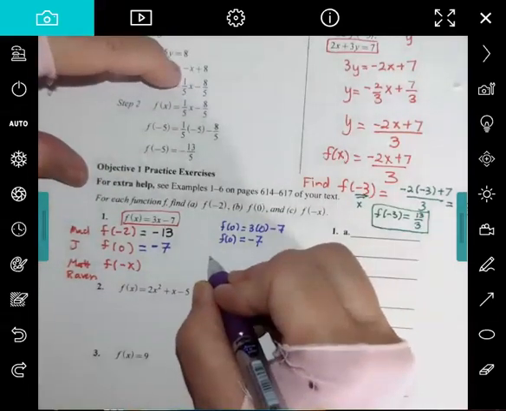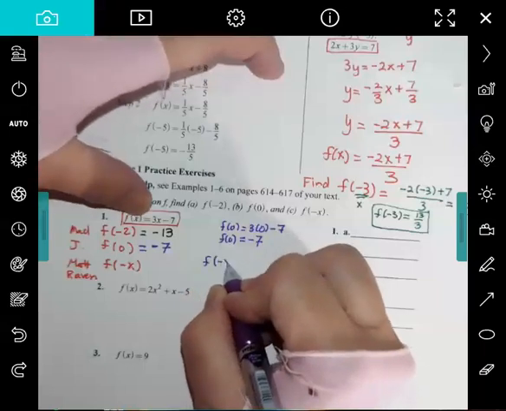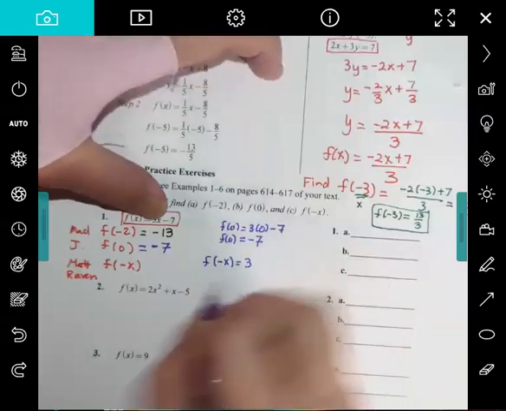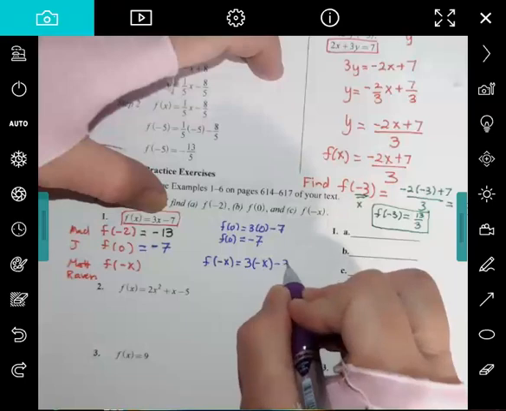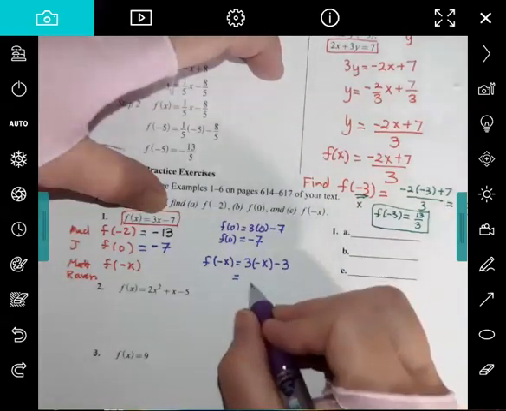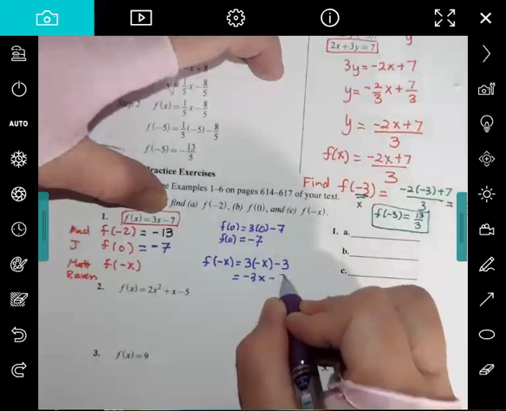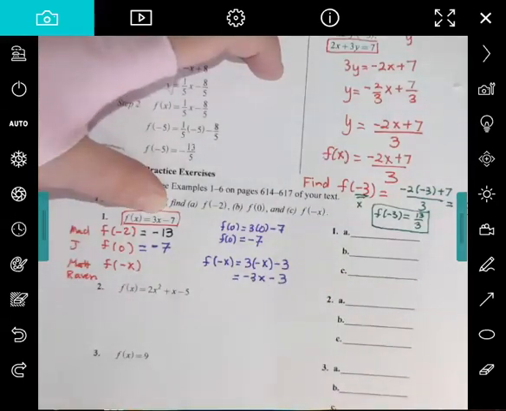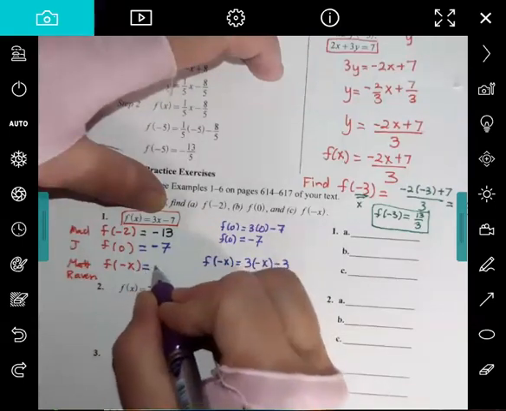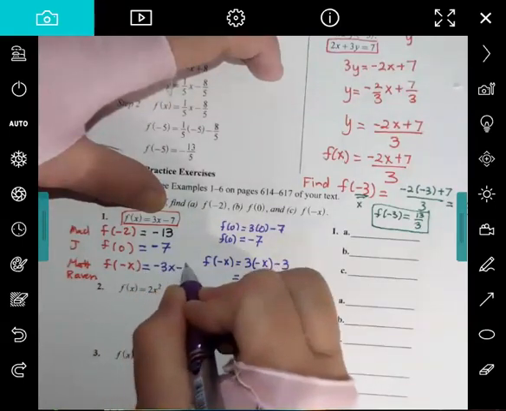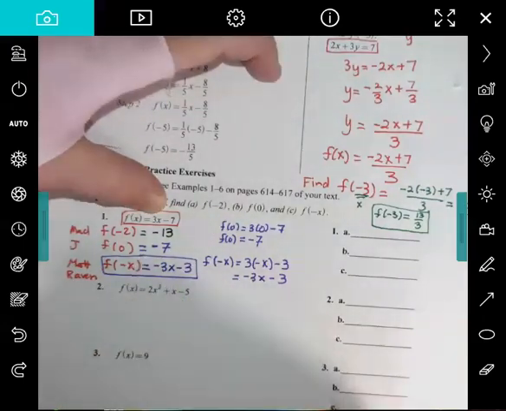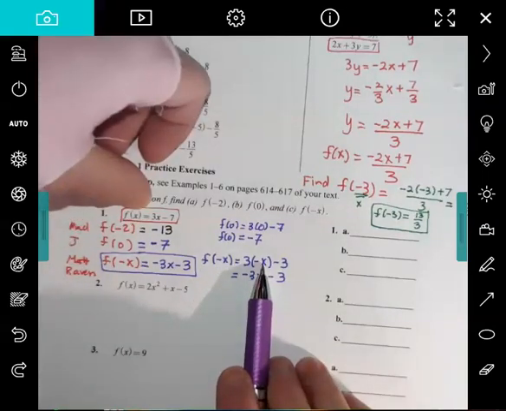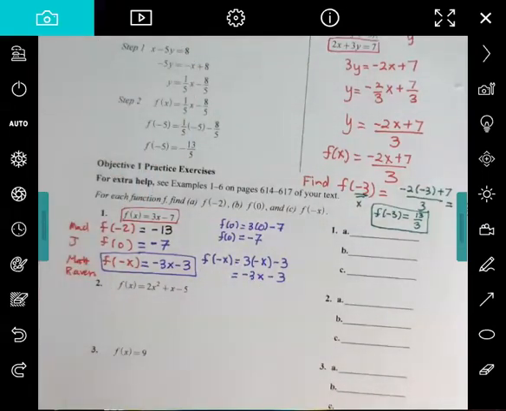So I'm putting into this, instead of an x, a negative x. It's going to be a negative 3x minus 3. That was by far the hardest one. But if you put the negative x in, then the x doesn't go away, right? You just replace the x, looking right up here, replace the x with a negative x. Does that look good?